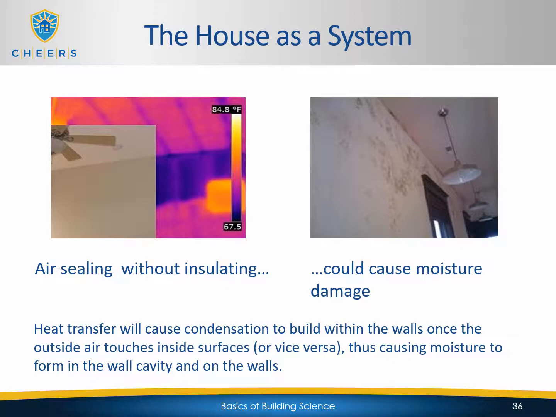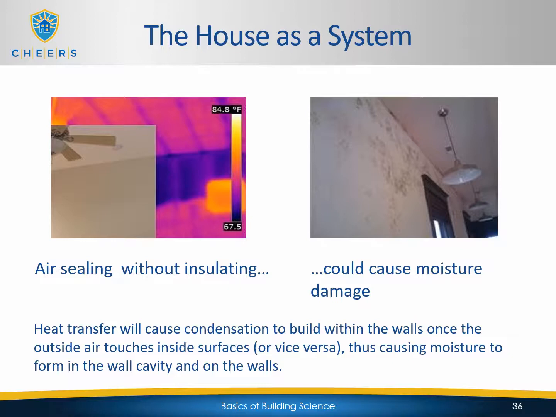Another example: air sealing without insulating could cause moisture damage. Heat transfer will cause condensation to build within the walls once the outside air touches the inside surface, or vice versa, thus causing moisture to form in the wall cavity or on the walls. So basically, you have a wall that's properly sealed for air movement, but there is no insulation in there. So you're still going to have heat transfer coming in from the outside or the inside, depending on what's going on.